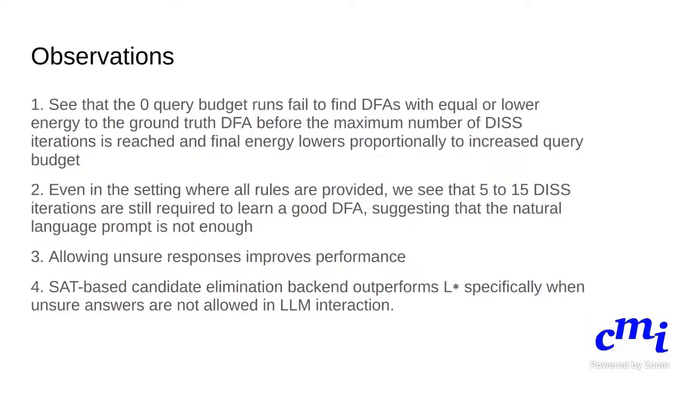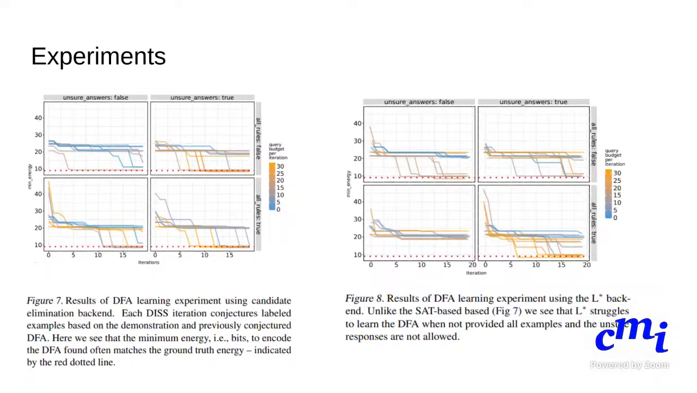And then one interesting observation they had is that SAT-based backend candidate elimination still outperforms when the unsure answers are not allowed. They're saying that allowing unsure answers improves the L star; even if you have L star in the backend, it will help. So these are the observations.